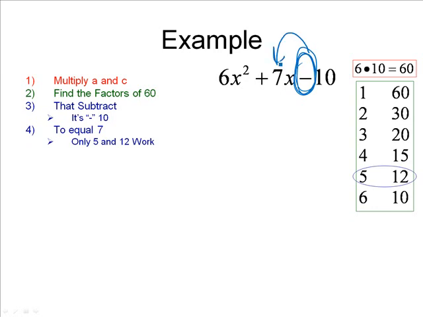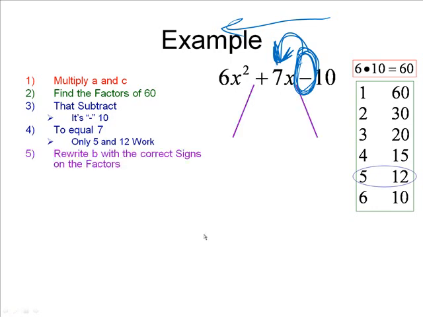When we do our factoring with this method, we're going to read backwards from right to left. So we multiplied A times C and got 60. Then we want the factor pair that subtracts to equal 7. Okay? And that's going to be the 5 and the 12. There's only going to be one that works. And it's going to be one on a relatively short list. Just 5 and 12.